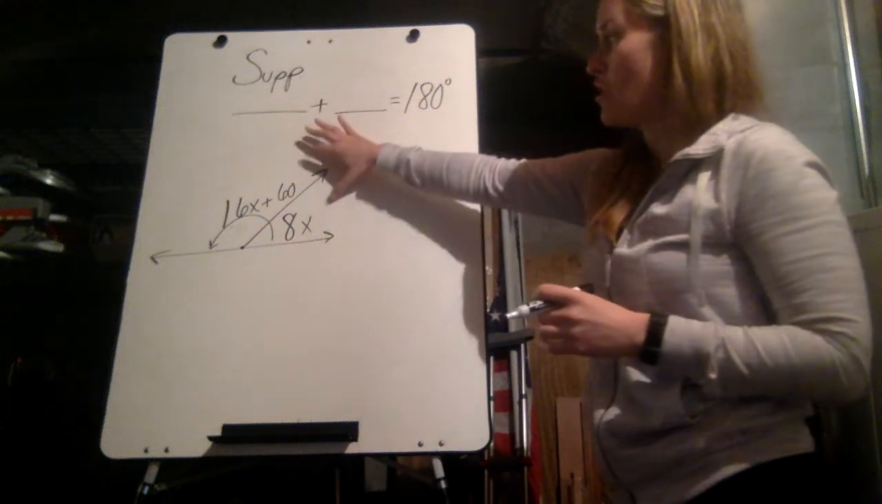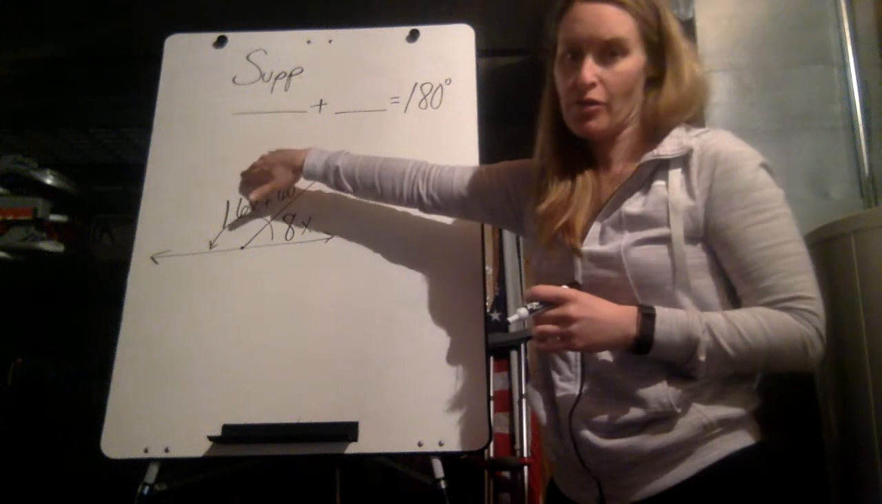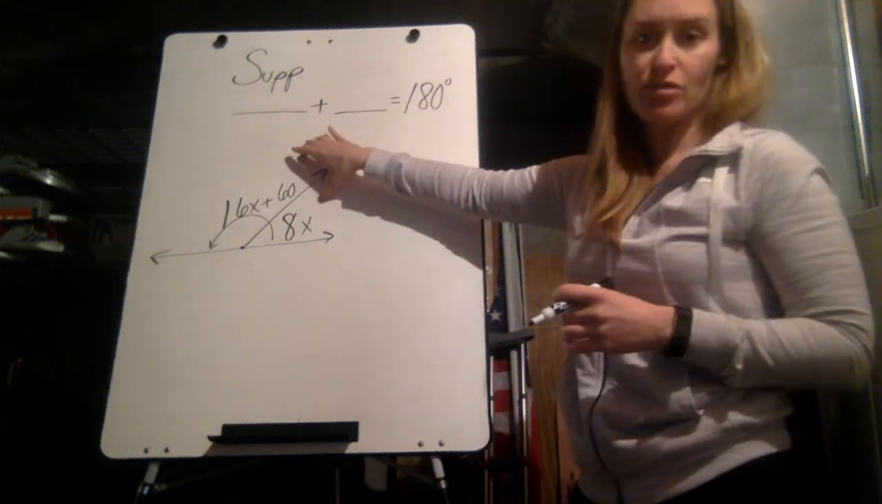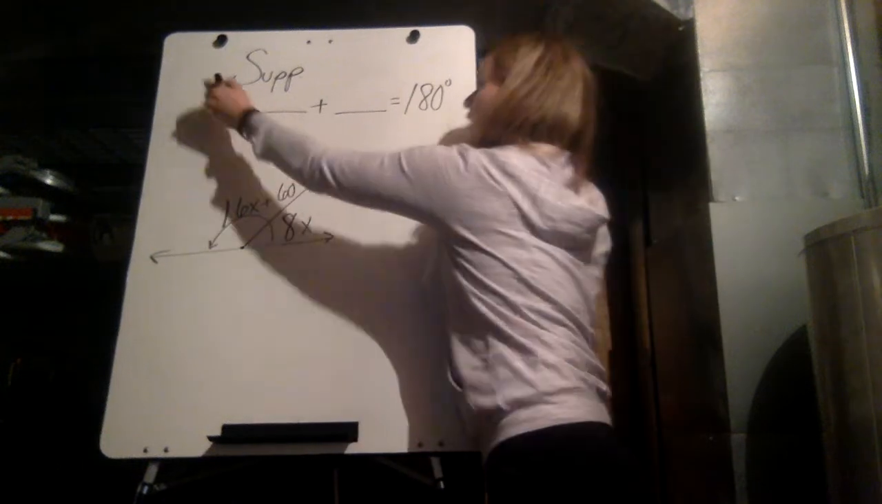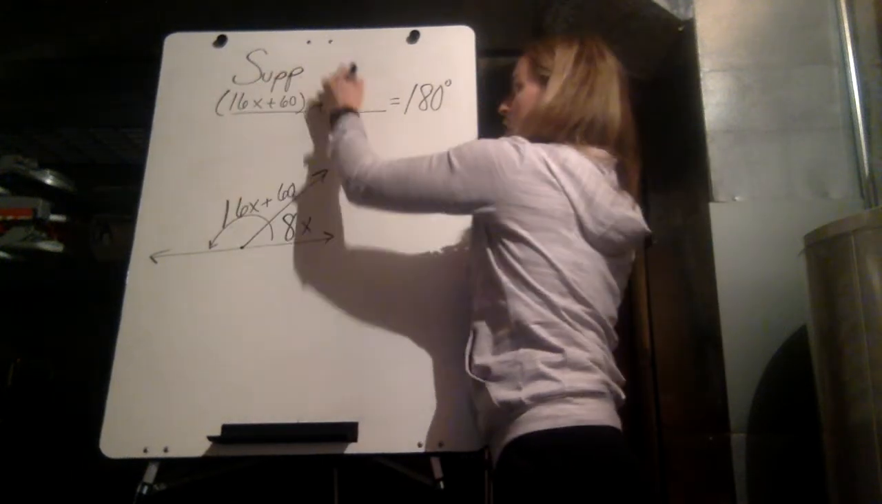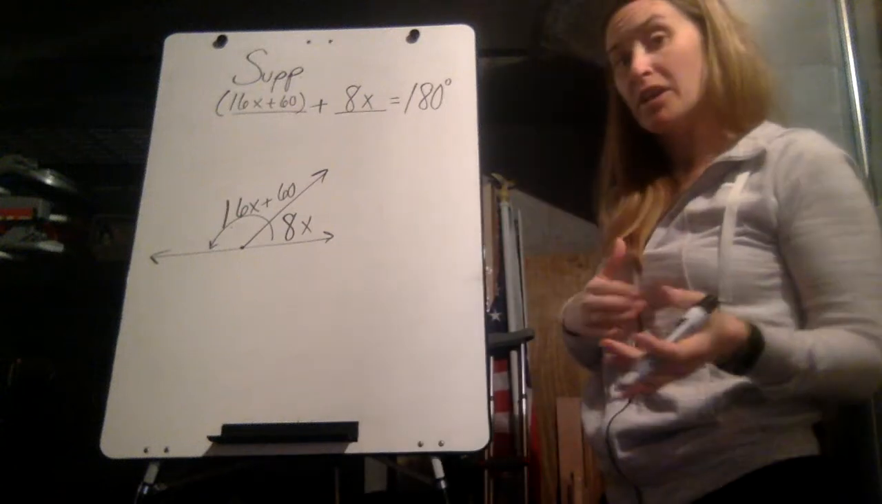Well, if they were just whole numbers, you would know if this was 80, this would have to be 100. Those two added together give you 180. But in this case, we've got expressions, right? So I've got my 16x plus 60 and my 8x. So again, this is a great chance to review that algebra that we learned earlier in the year.